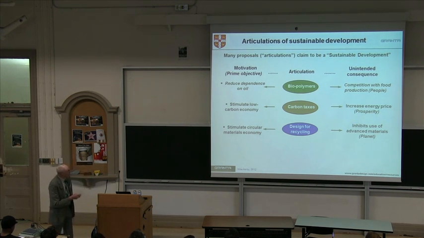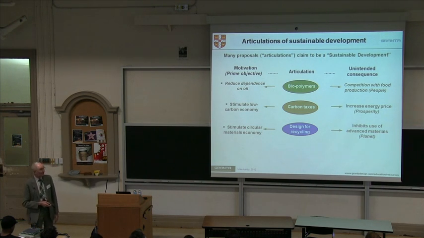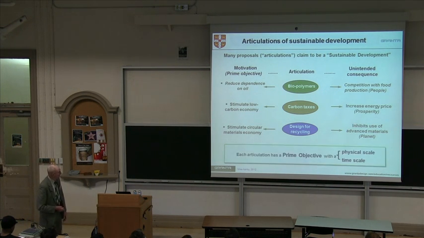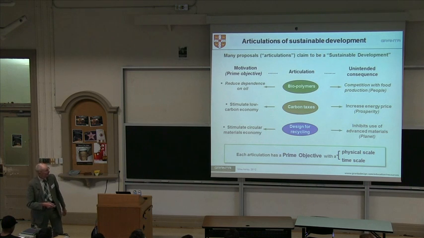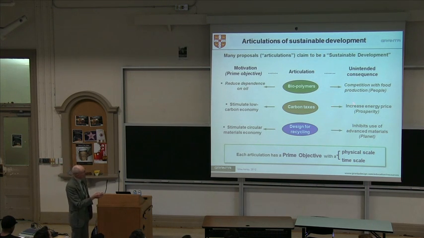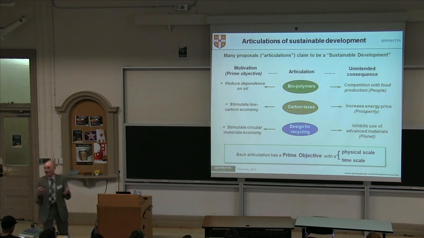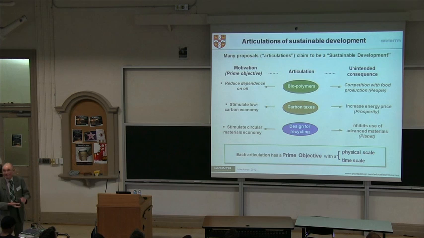So I give you these three examples, and I'm going to show you another 27 in a minute, not quite like this, but in a different format, to bring out the following point, that each articulation has a prime objective. Here they are. There was a motive. They thought they could do something. But very often they have unintended consequences, and the unintended consequences are sometimes that one articulation, which has a very good motive behind it, actually clashes with another one. So the picture is very complicated, and that's the problem we've got to face.